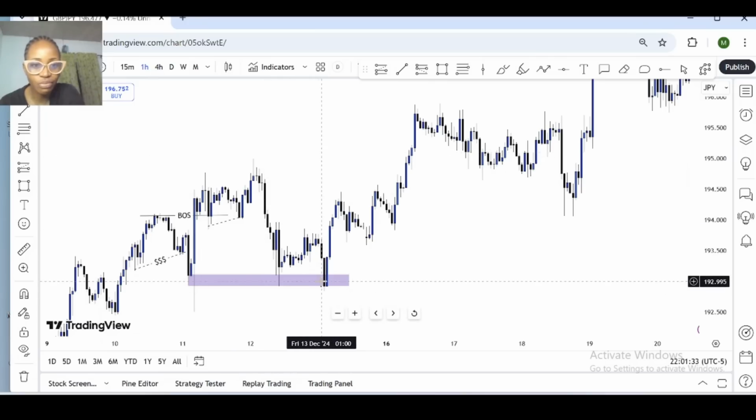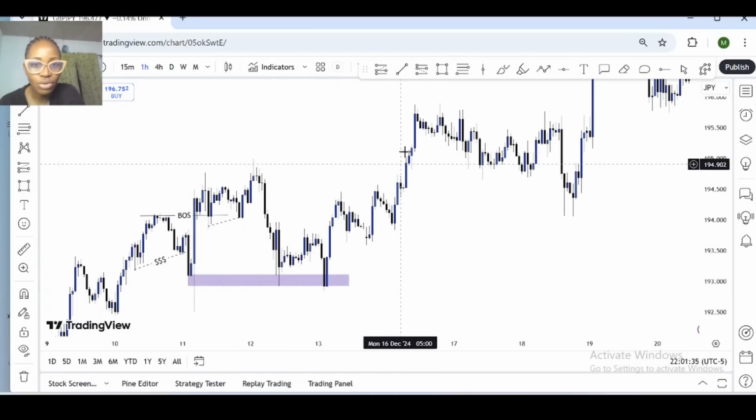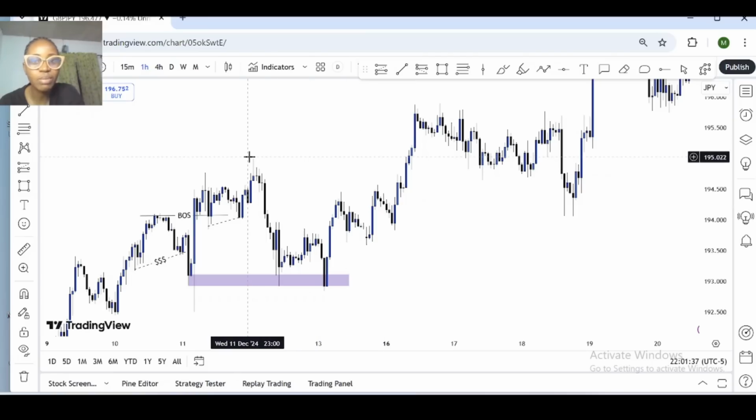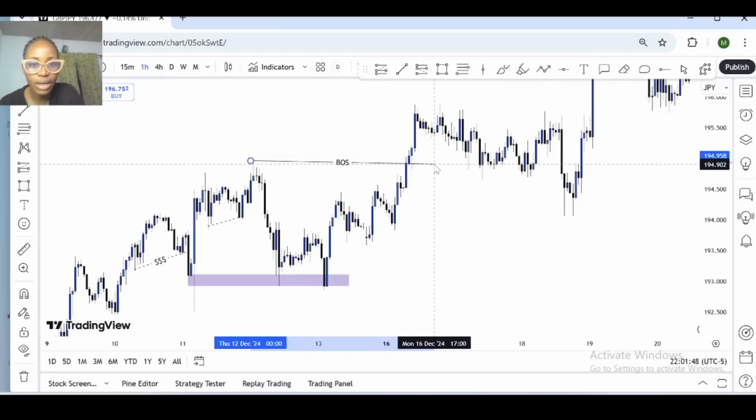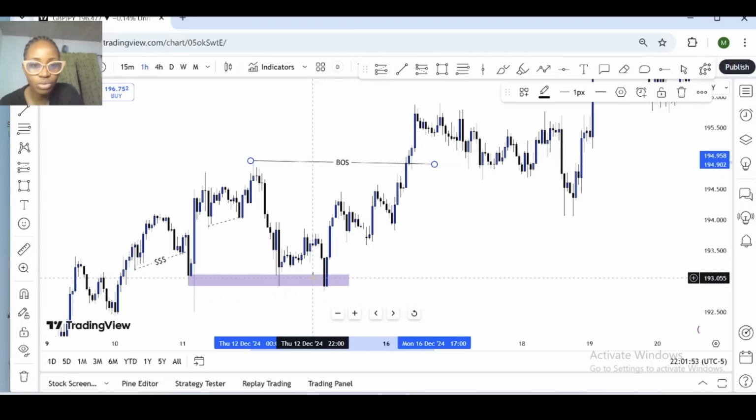So after this movement, the next thing I want to see is, where is my recent break of structure? Obviously it is this one here. I'll identify this point as my break of structure. This is a break of structure we have here. Let me take this one off.